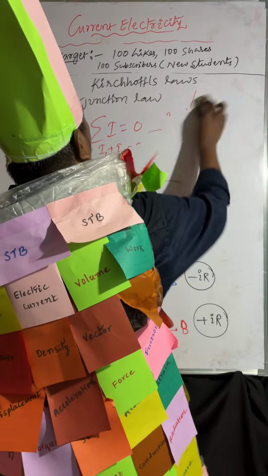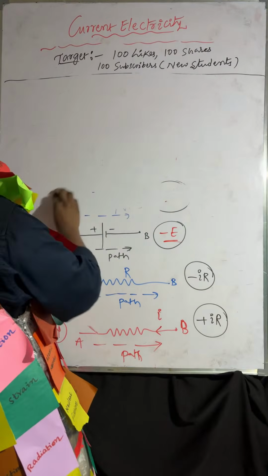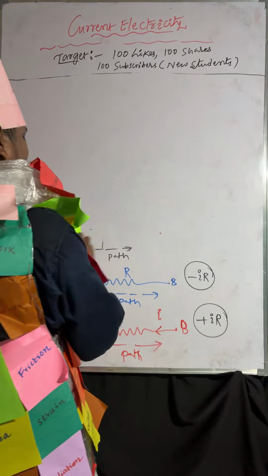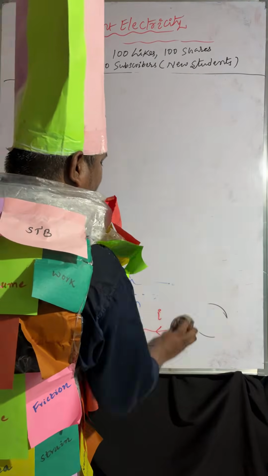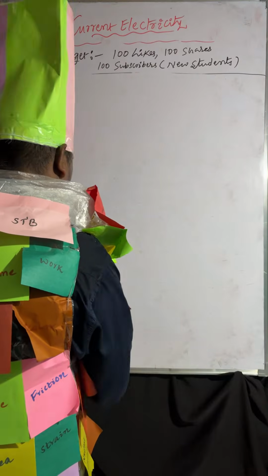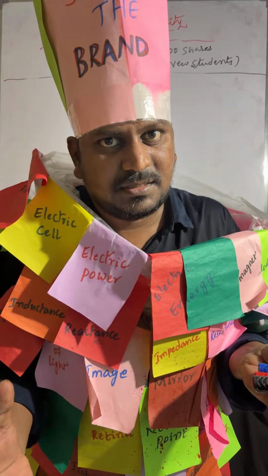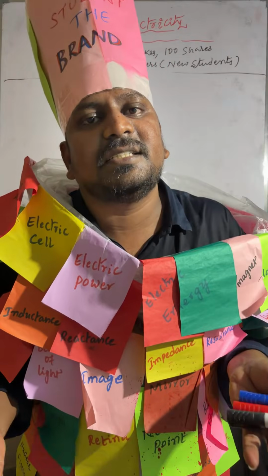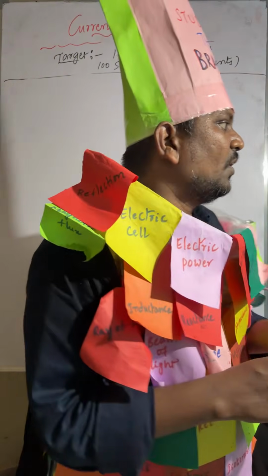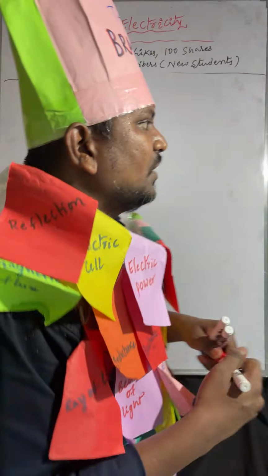Coming to the internal resistance and heating effect of electric current. Internal resistance, I will explain with the help of the loop law. When an electron is moving through the electrolyte in the cell, it experiences some resistance. If resistance is there, automatically a voltage drop is there. Yes or no? So that is internal resistance.